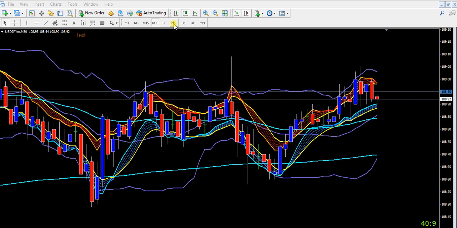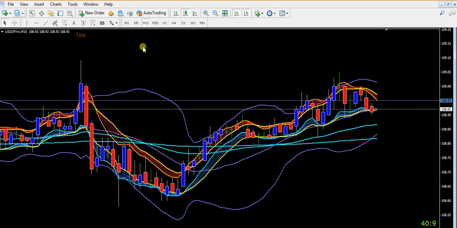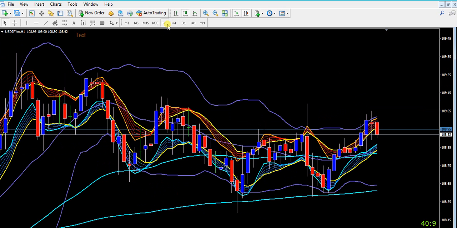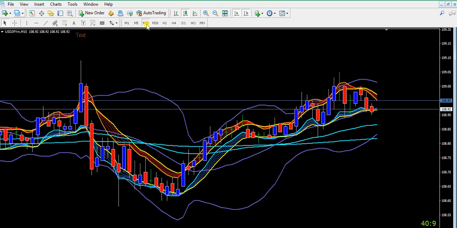Let's talk from the start: 4 hour, 1 hour, 30, and 15. This is something I'm using to open a position. This is the trend in 4 hour, and then after that I open a position, and this is the trend too in 1 hour. And sometimes I'm using M15 to open my position, that is buying or selling.